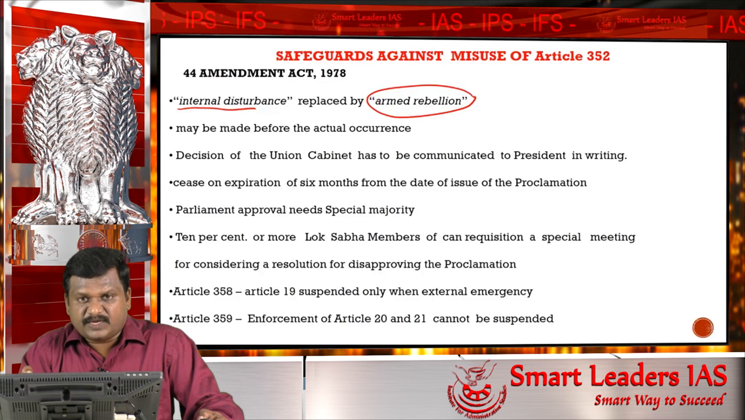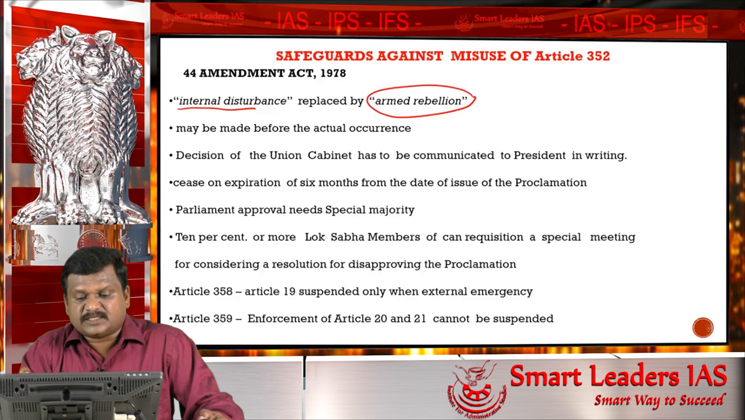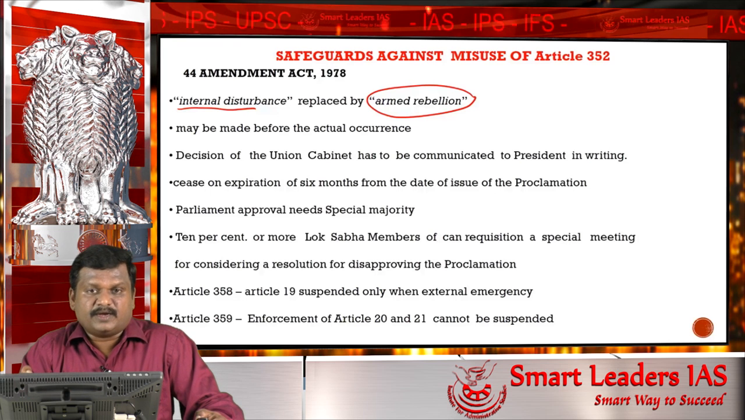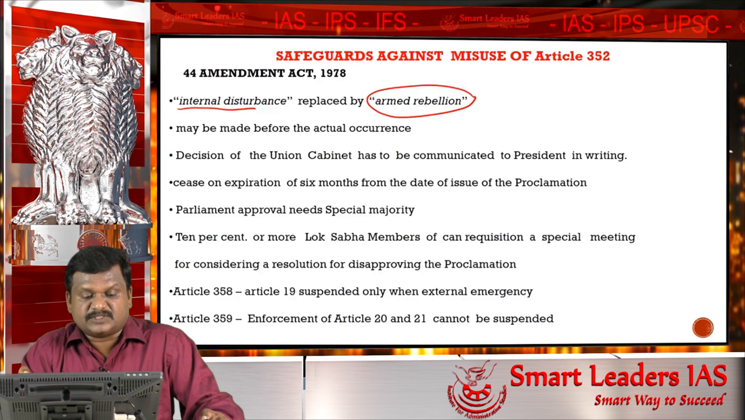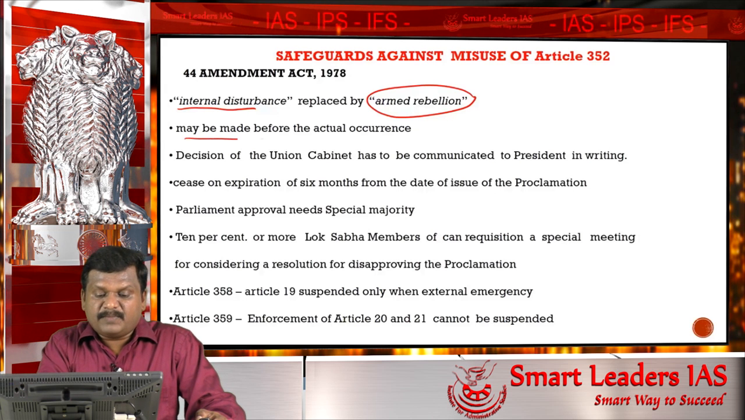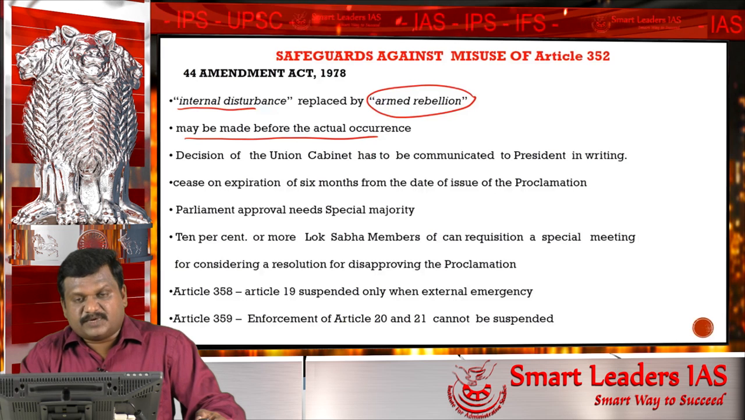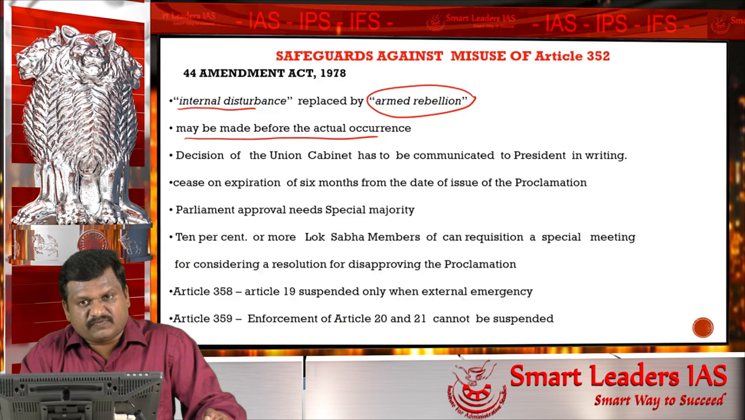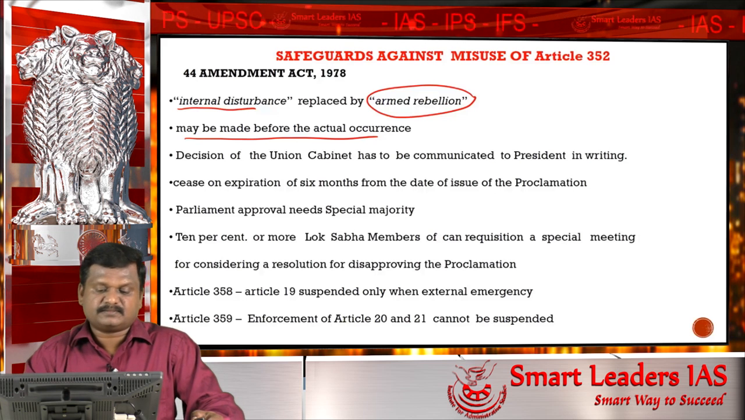So this becomes very precise: only when there is an armed rebellion can you impose the national emergency, internal disturbance removed. The President can make the proclamation even before the actual occurrence of such threats.